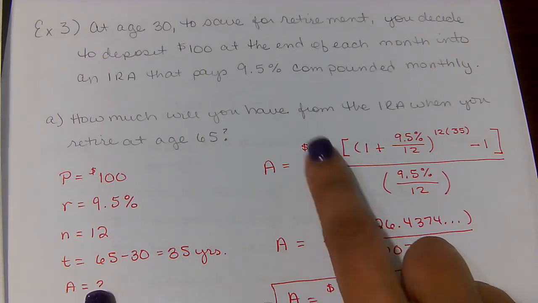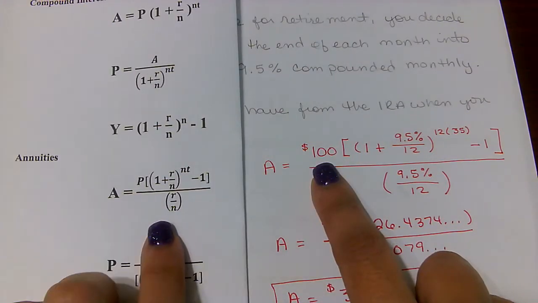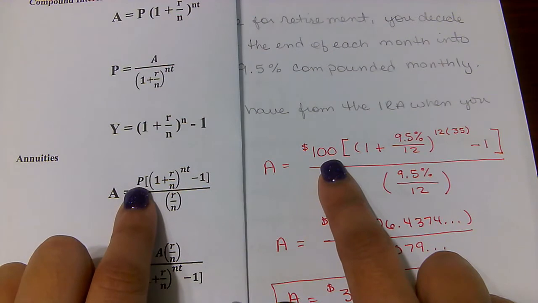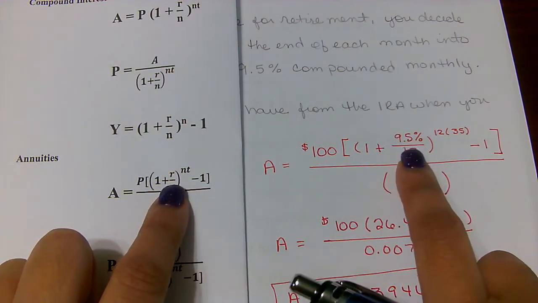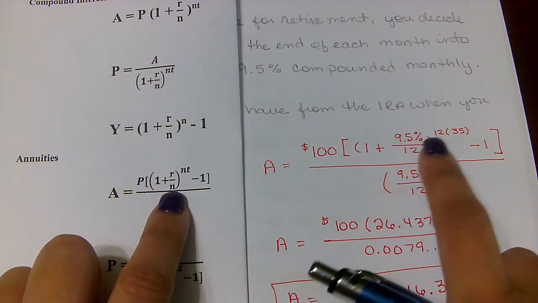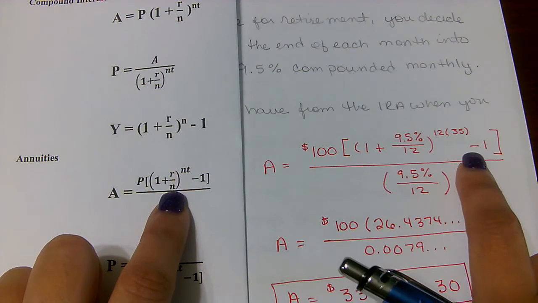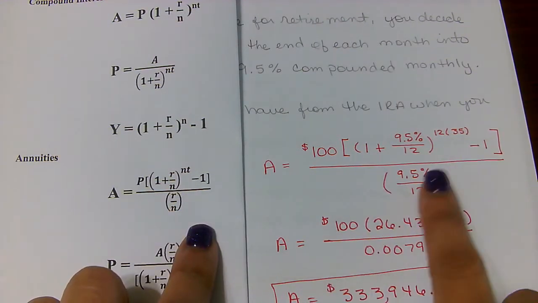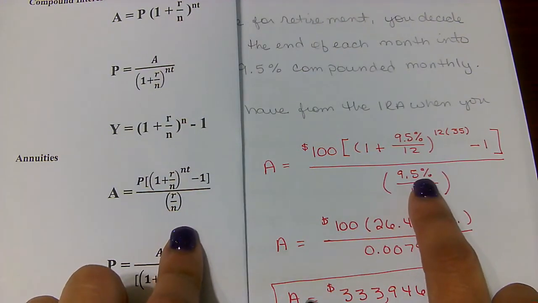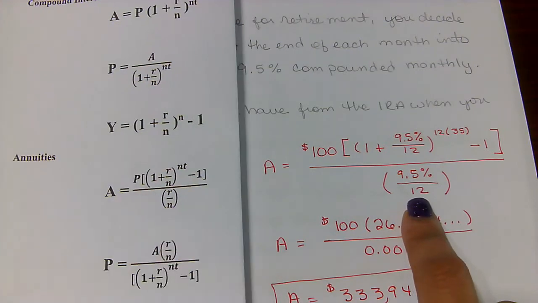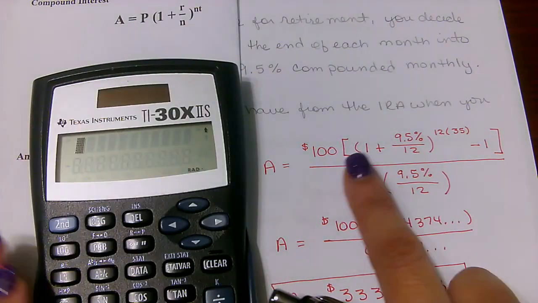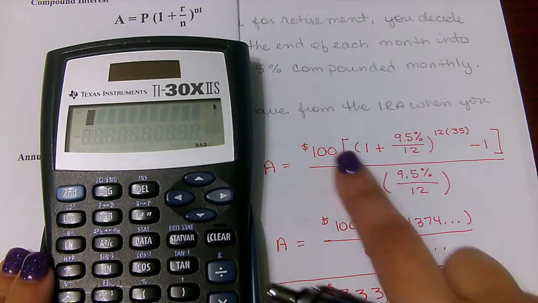What is the annuity? Here I use the exact same annuity equation with all of my values. Here's 100 for P, R is 9.5%, and it's going to be 12. Notice here I did 12 times 35 and then minus 1. All of that is divided by 9.5% divided by 12. I'm going to go ahead and show you how to do this completely in the calculator.